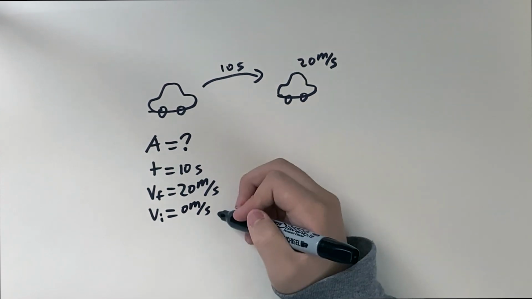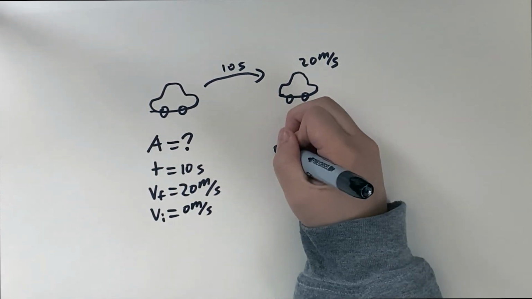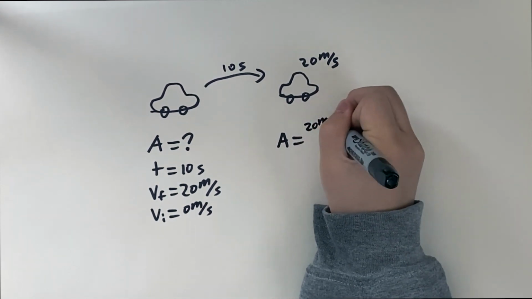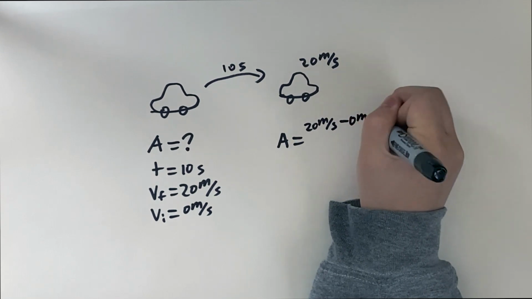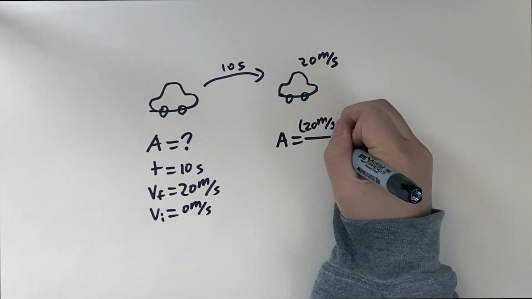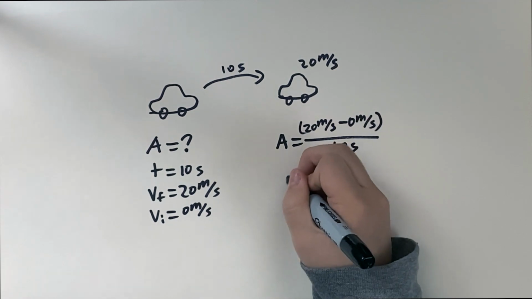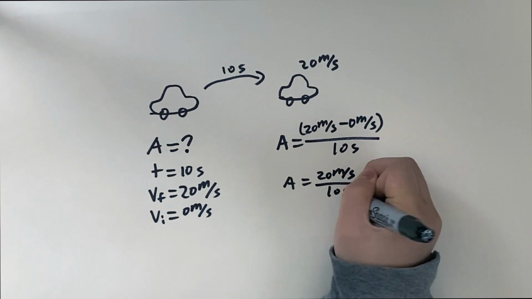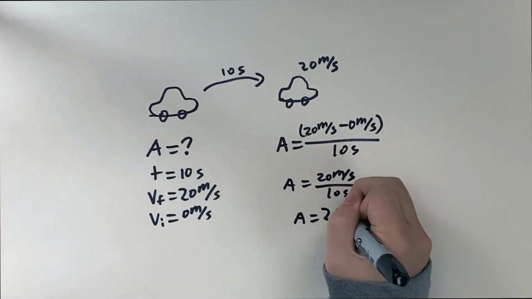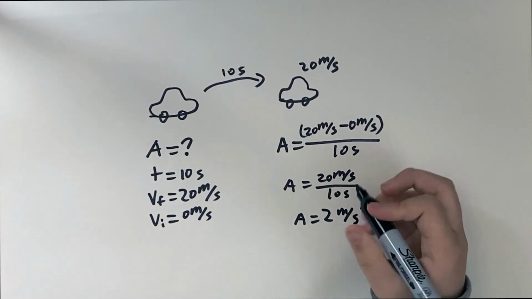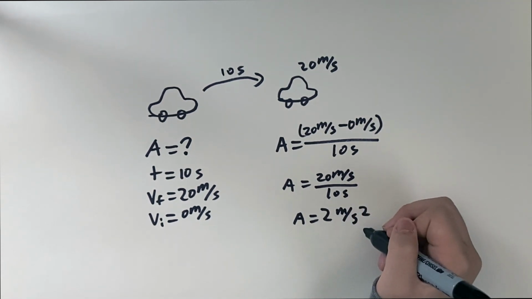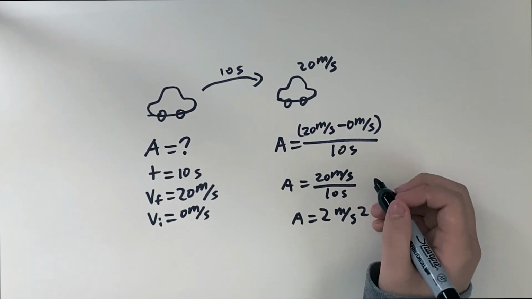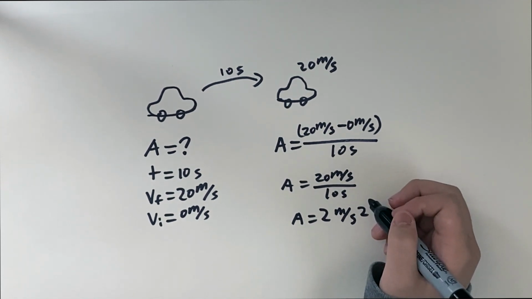Now we can plug all these values into the acceleration equation. So a is equal to 20 meters per second minus 0 meters per second divided by 10 seconds. So acceleration becomes 20 meters per second divided by 10 seconds, or 2 meters per second squared. When you get 2 meters per second squared, what this means is that for every second that passes by, the car's velocity will increase by 2 meters per second.